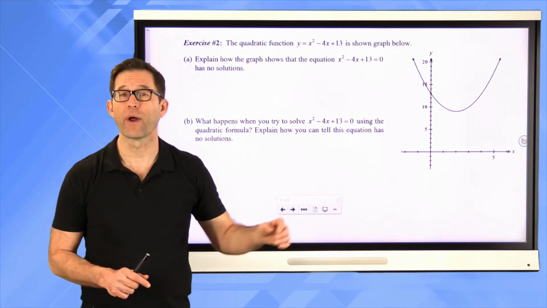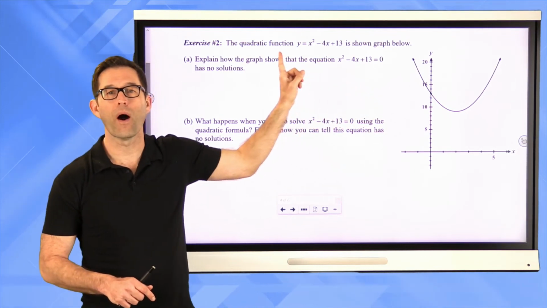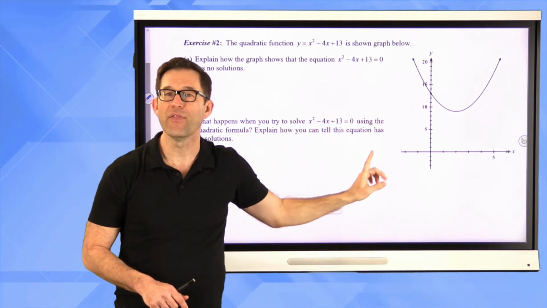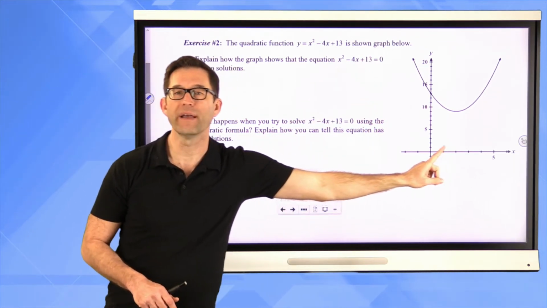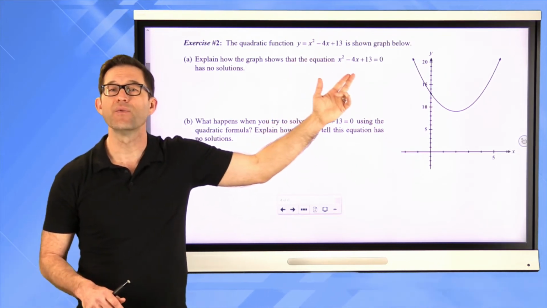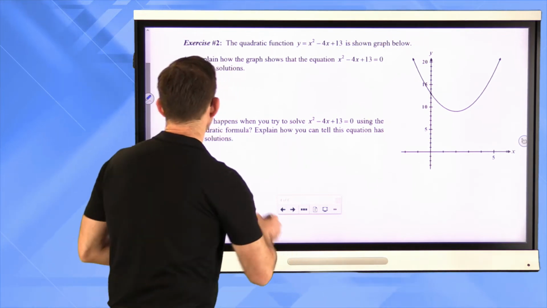Well, it's this simple, right? This equation is solving for the values of x where y is equal to 0. And yet, there is no location where y is equal to 0, right? The function has no zeros, so this equation can't have any real numbers as its solutions.